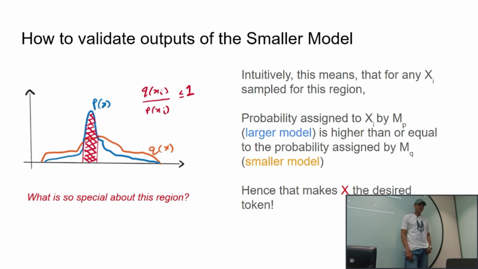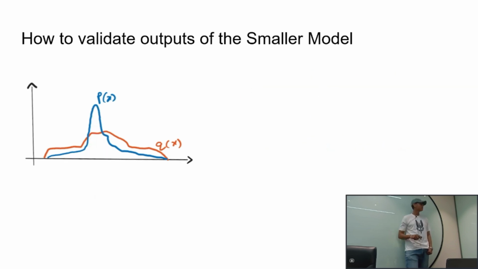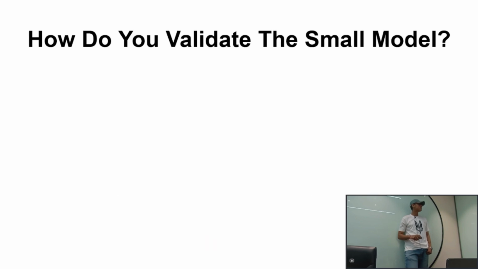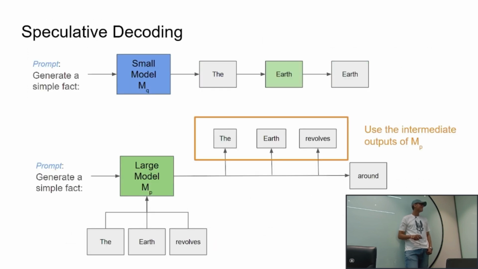We are not really querying the large LLM. We generate some lambda number of tokens from the small LLM, and then we feed that as the input to the large LLM. The large LLM will tell us whether these inputs are correct or not based on the hidden states that it generates. If you focus here, you see that to my large model, I had fed three inputs: the earth revolves. It generates back the same inputs, the earth revolves, and it also generates around.